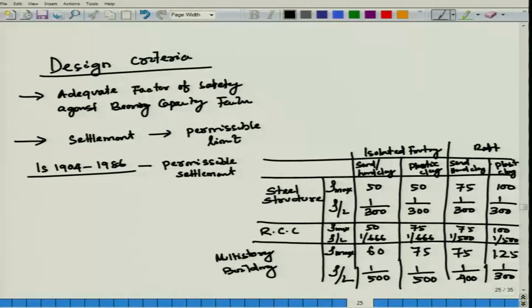So, this is all about your classification of foundations, design criteria, and the provision for your settlement by Bureau of Indian Standard. This is an introduction. Next class I will start your shallow foundation along with your bearing capacity, main topic I will start. Thank you.